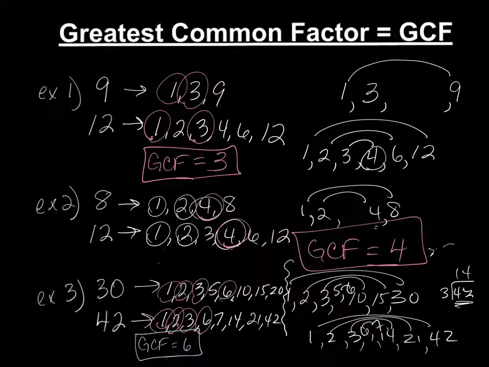When you're talking about greatest common factor, you do want to make sure that you use proper language. So to summarize, to find the greatest common factor, you list the factors of each number, identify the factors they have in common, and the greatest number that they have in common is the greatest common factor.